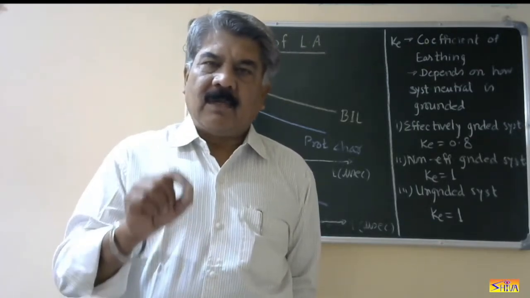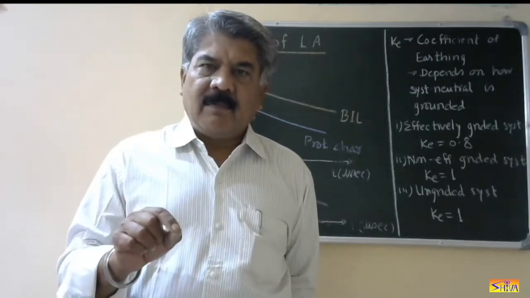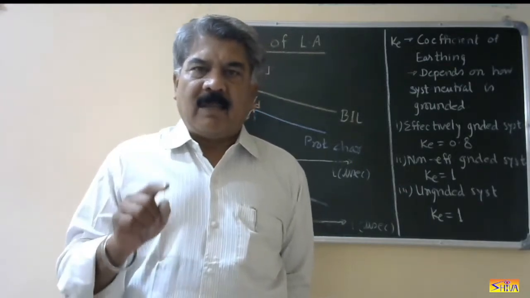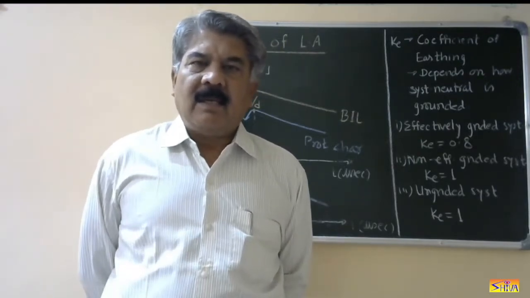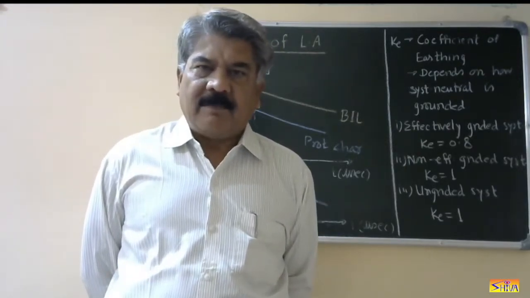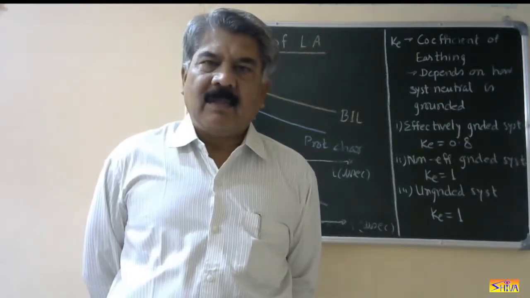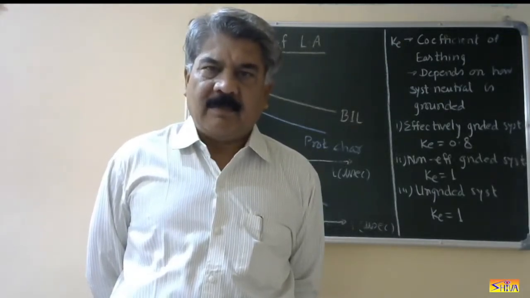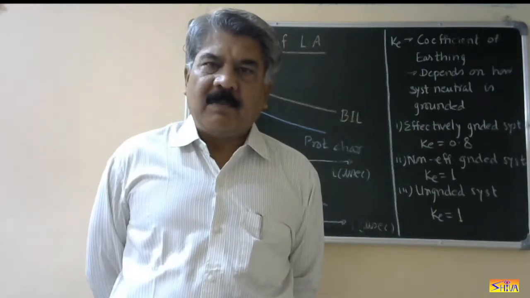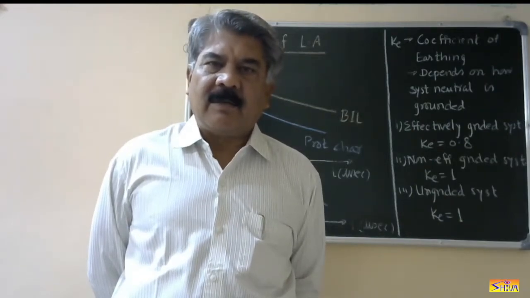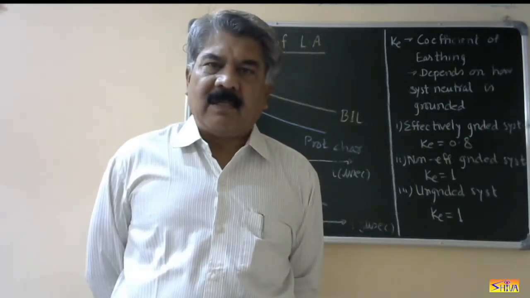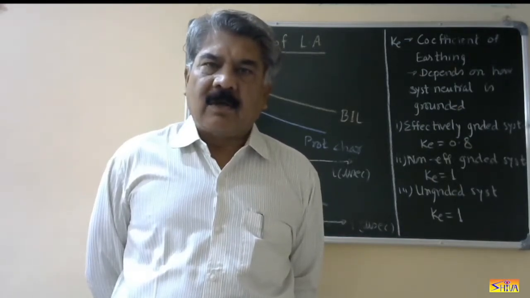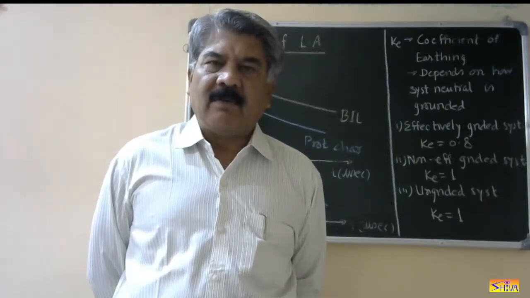That is, during fault condition, the line to ground voltage of the healthy phase does not exceed 80% of the line to line system voltage. Then such systems are called effectively grounded systems. And if the system neutral is solidly grounded, then the line to ground voltage of the healthy phase during fault condition does not exceed 80% of line to line voltage.